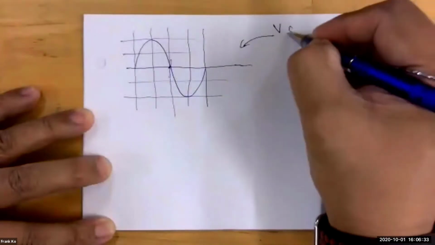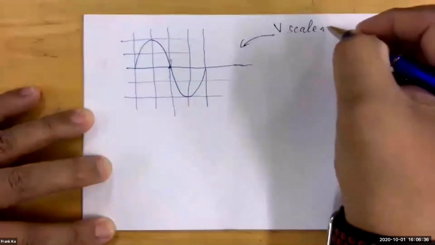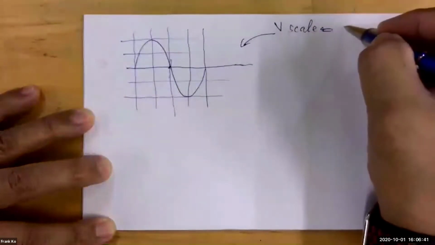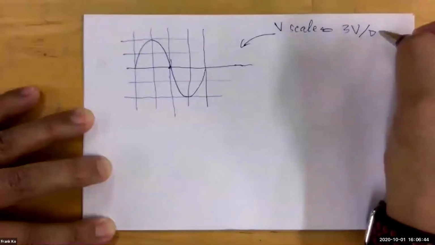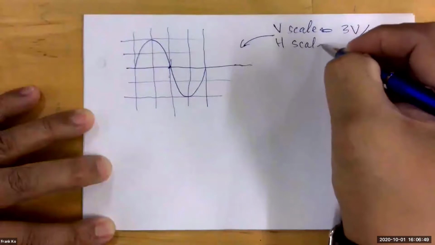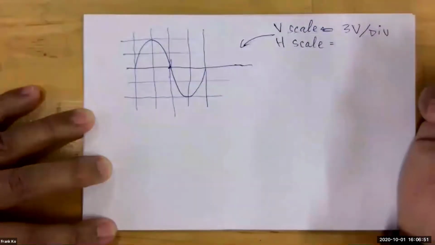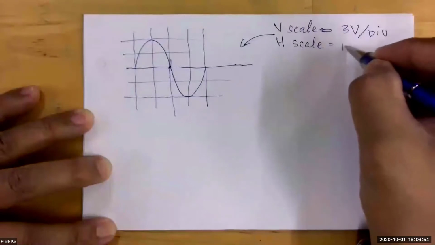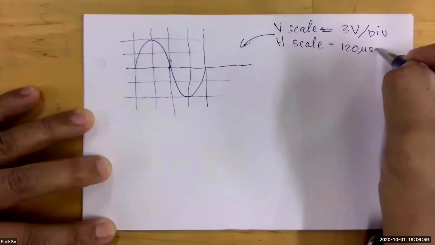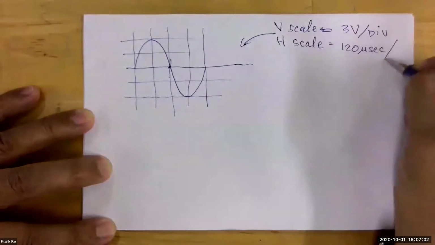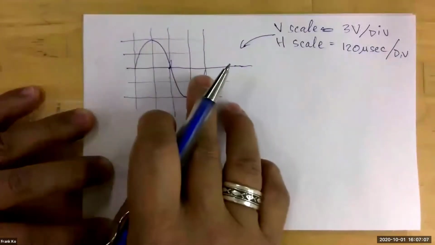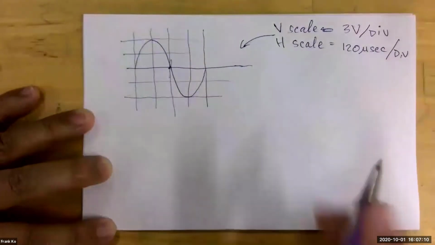Let's say our V scale, the vertical scale, will be equal to 3 volts per division. And let's say our H scale, horizontal scale, is equal to, I want to say, 120 microseconds per division.